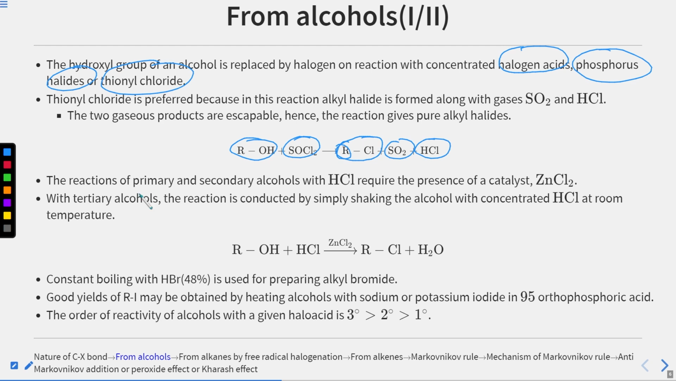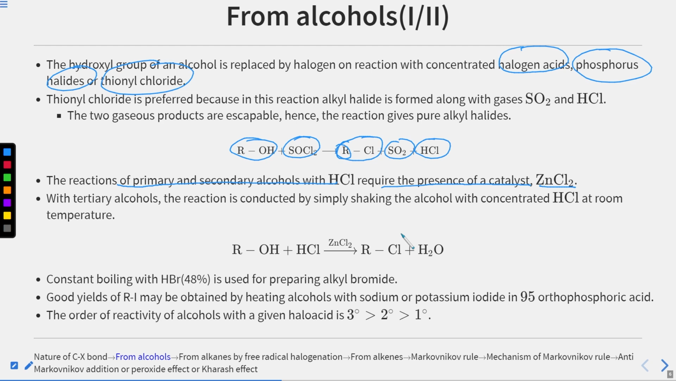Next thing, the reaction of primary and secondary alcohol with HCl requires the presence of the catalyst ZnCl2. Now this reaction is very important. You will see this reaction as the Lucas test when you study the alcohol chapter. So I will not give the mechanism here, we will just talk about the reactivity, because the mechanism will be more approached during that chapter, that is alcohol.